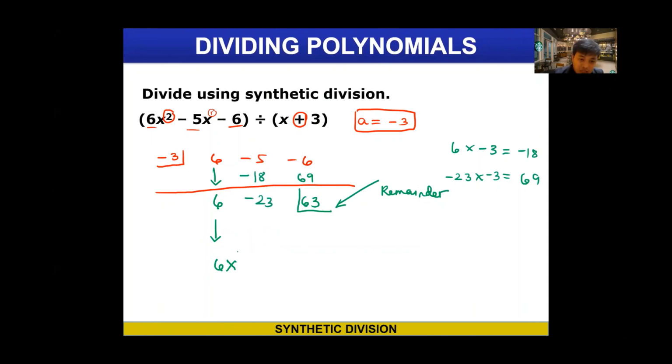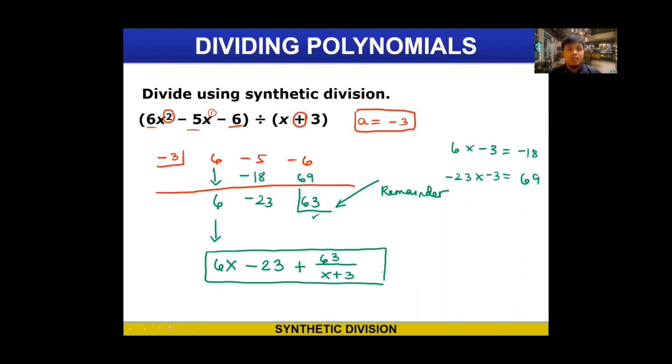And then, since this is linear already, it is followed by the constant, which is negative 23. And then our remainder: plus, put this number on top in the numerator and copy the divisor, which is x plus 3. So therefore, this is our final answer. That's the quotient when we divide 6x squared minus 5x minus 6.